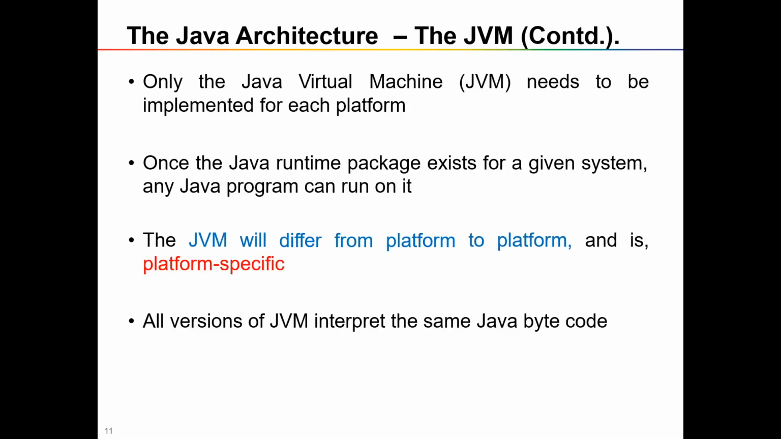So for executing a Java program, we need JVM software installed on every platform, because the JVM will differ for each platform. We can download JVM software for each and every operating system. But in general, the JVM interprets the same Java bytecodes.